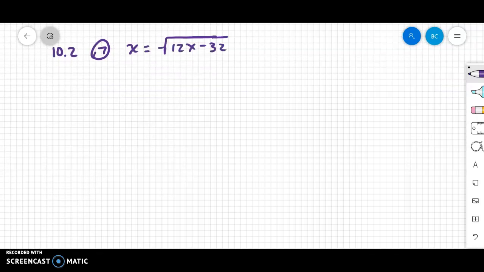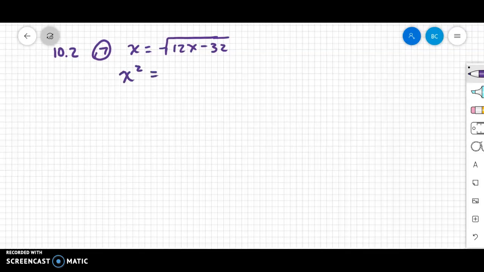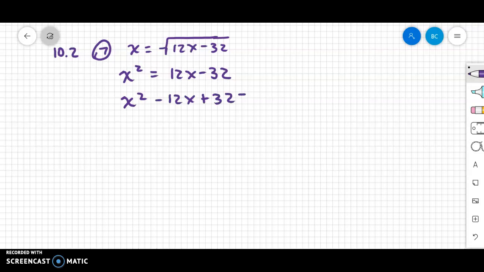In this problem, I have the square root symbol isolated on one side. Once I have that in place, I can go ahead and square both sides. This is a property of equality that allows me to square this side and then allows me to square this side as well. So I end up with that. Then I need to put it into standard form. So I'm going to do x squared minus 12x plus 32 equals 0.